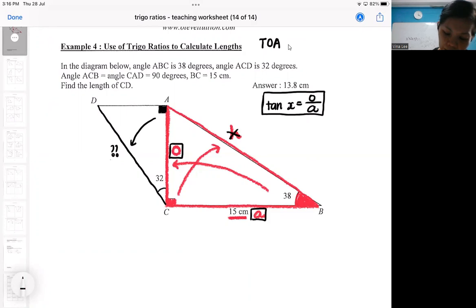My angle is 38. My O is AC. So if a triangle has clearly indicated labeling, they indicate the ABC already, so you relate the opposite length in this way. So that's AC. AC, and my adjacent is 15. So I got AC over 15. Okay, do the same thing.